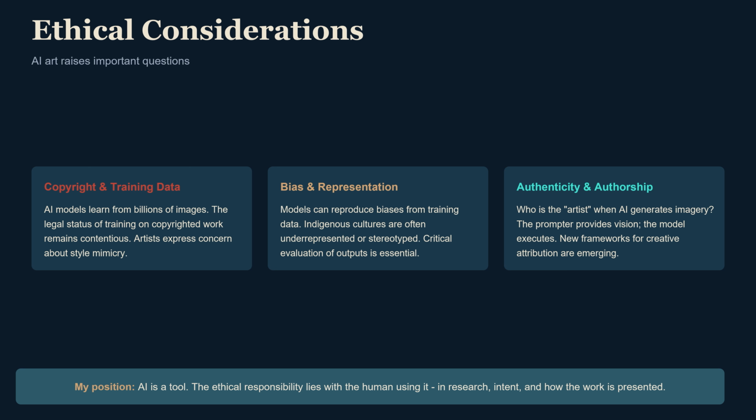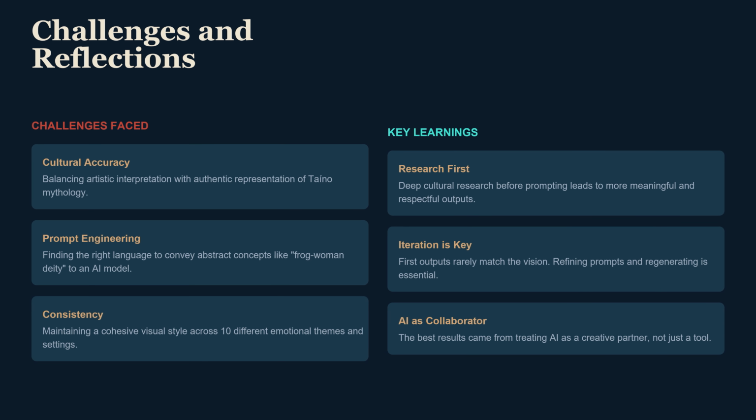AI art raises real ethical questions. Copyright concerns about training data, bias, and underrepresentation of indigenous cultures, and questions about authorship. My position is AI is a tool, the ethical responsibility lies with humans using it.